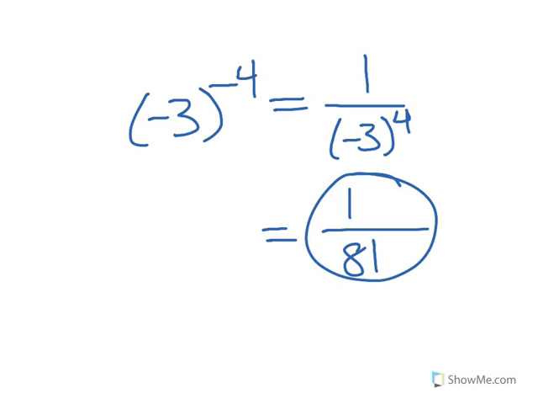Notice, there was a negative in the base, there was a negative in the exponent, but our result is positive. The reason that happens is the negative sign is included as part of the base, and the exponent itself is even. And whenever we have an even exponent and a negative base, we're going to get a positive power.